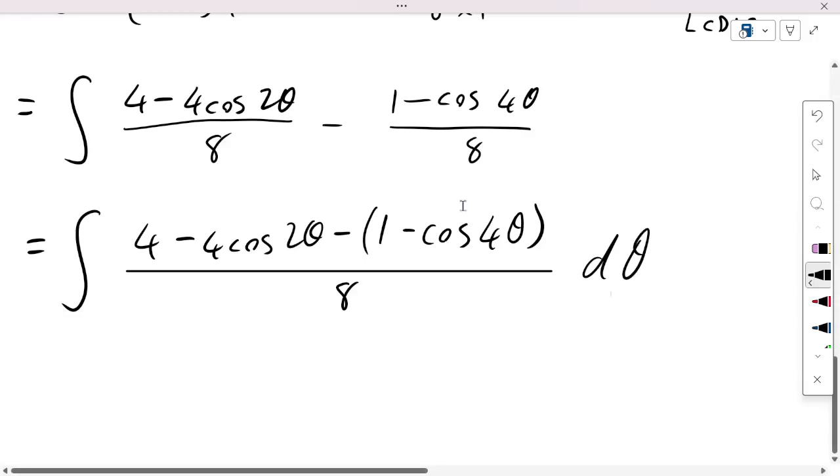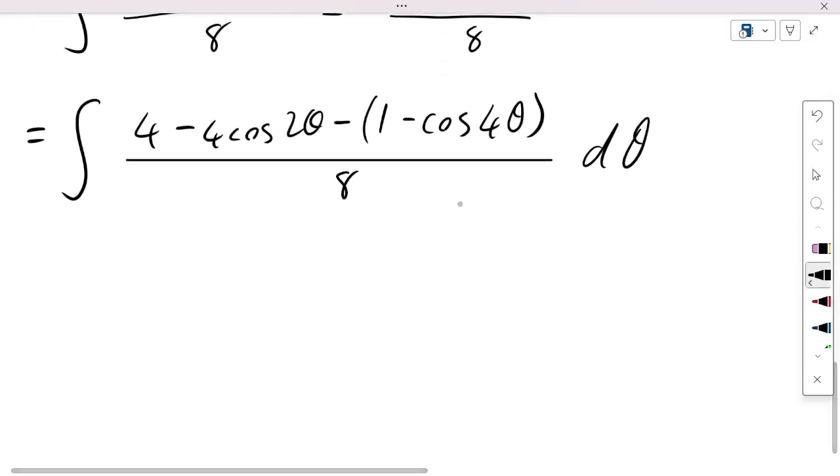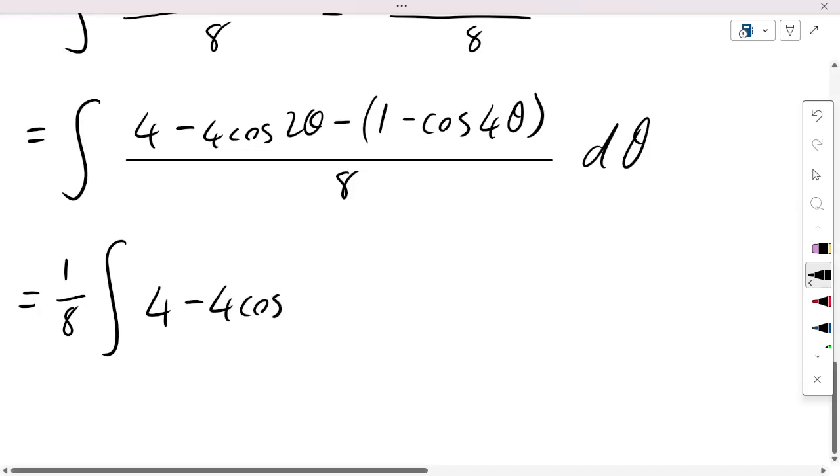So I'm going to show you what I mean basically. This is also just going to give us 1 divided by 8, right? Meaning that we can take 1 over 8 outside of the integral. So we can basically write it like this. It's going to be 1 over 8 multiplied by the integral of, now we basically got rid of the fraction. Can you see now? This is going to be 4 minus 4 cosine 2 theta, and we're just going to take the negative into these two terms over here. Therefore, it's going to be minus 1 plus cosine 4 theta with respect to theta.